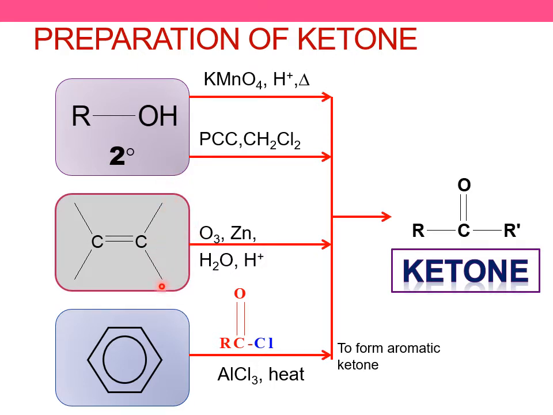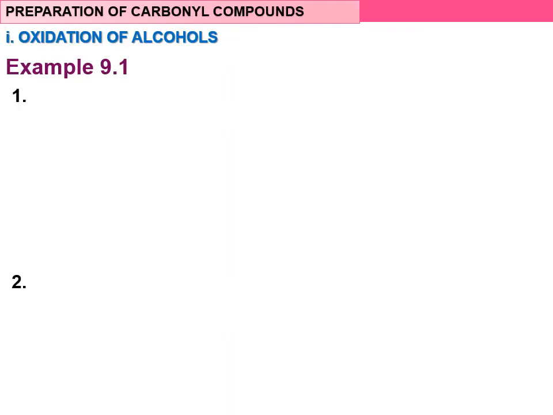Both places we are going to get ketones as well. And the third one is Friedel-Crafts acylation, where we're going to react a benzene ring with an acyl chloride in the presence of AlCl3 and heat. We are going to form an aromatic ketone. Let's open your page 306 and then write the answers for example 9.1.